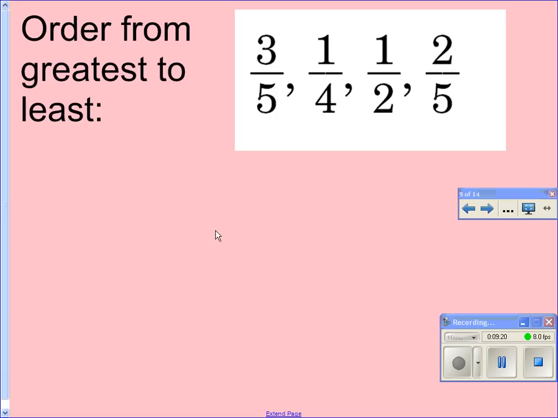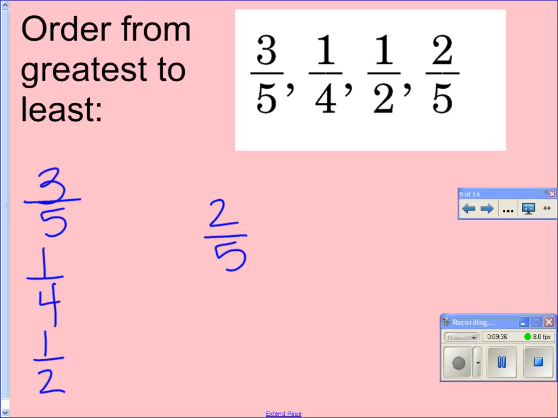Now this says order from least to greatest. Remember, you're going to find the common denominator. So we have 3/5, 1/4, 1/2, and 2/5. What's a common denominator between 5, 4, and 2? It would be 20. So to get from 5 to 20, we multiply by 4. 4 times 3 is 12. To get from 4 to 20, we multiply by 5. 5 times 1 is 5.